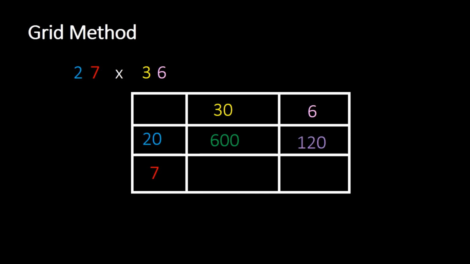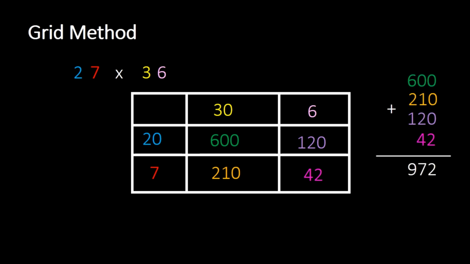Now, just multiply 30 times 20 to get 600. Then 20 times 6 to give you 120. 30 times 7 to get 210. And 6 times 7 to get 42. Now, we'll have to add all those numbers up, and we'll be left with the answer 972.